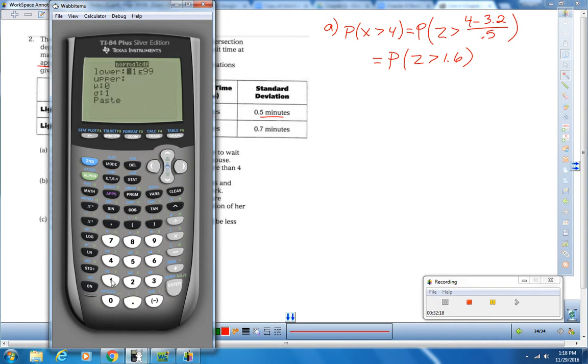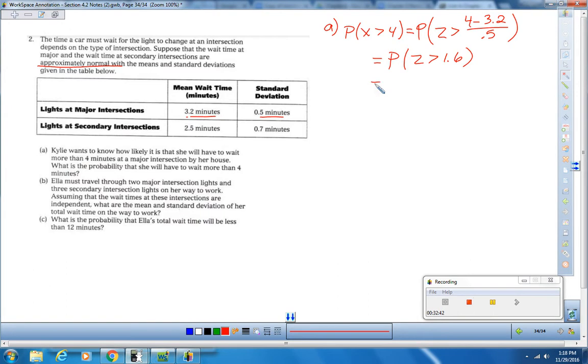Greater than, so 1.6 is my lower bound. My upper bound's a bunch of 9s. Paste, calculate, and there's our value. So let's call that 0.055. Technically, you only need to round off to 3 decimal places.